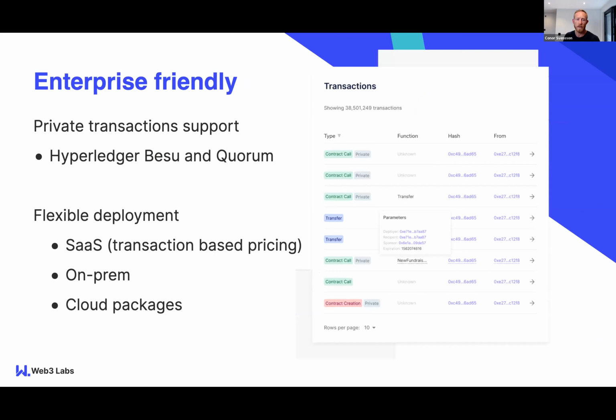It's enterprise friendly too, and this is quite important. We support private transactions for Hyperledger Besu and Quorum. In terms of deployment options, we're trying to push more and more people towards SaaS now because we have tiered transaction-based pricing. It's the simplest deployment model for everyone. But we also provide on-prem, and you've got packages in the AWS and Azure marketplace where you can install it from too.